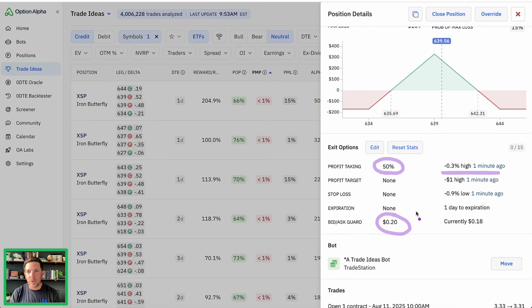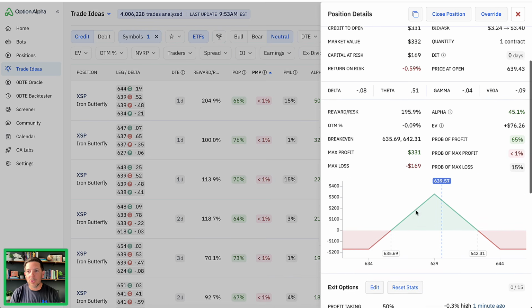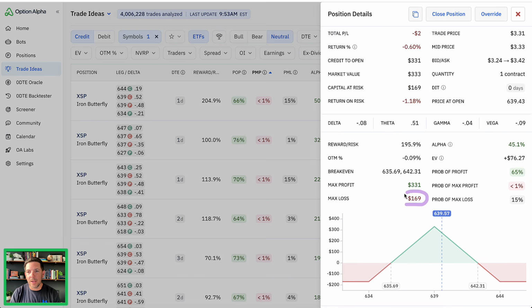So still a good position. I still like it. It's a small trade. I'm only risking $169 on it, potentially to make $100, $120 maybe or so if I take profits early, and that's a good trade for me.